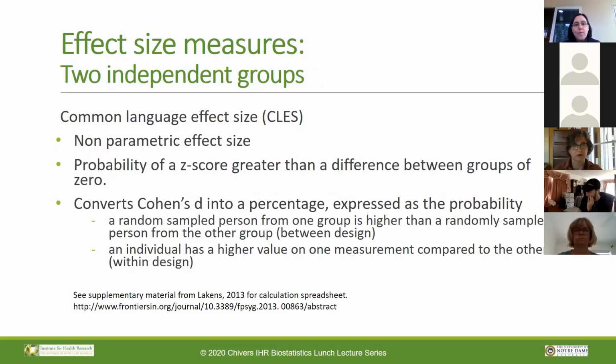Another one that I've used is the common language effect size. It's noted as a non-parametric effect size and is based on the probability of a Z-score. It basically converts Cohen's d into a percentage expressed as a probability. What it's trying to say is that someone randomly selected from one group is going to be different to someone randomly selected from the other group, and it compares those sorts of things.